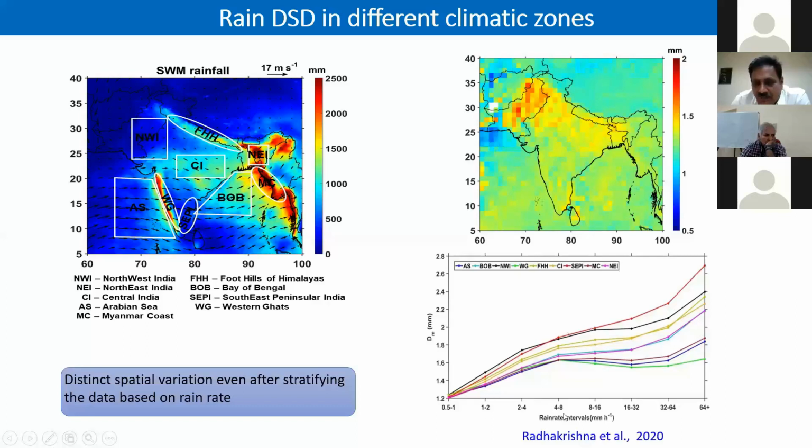Of course, even for the same rain rate we expect the raindrops to be similar, but because of these microphysical changes, the drops are different in different regions of India, different climatic regions of India.